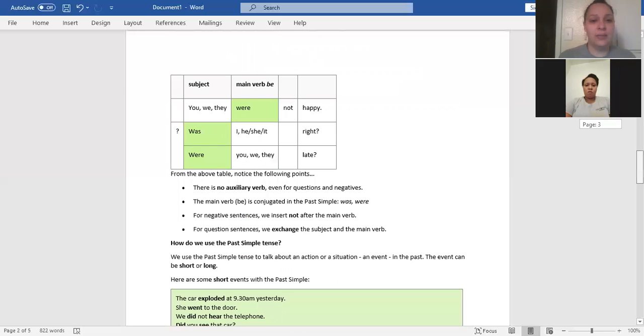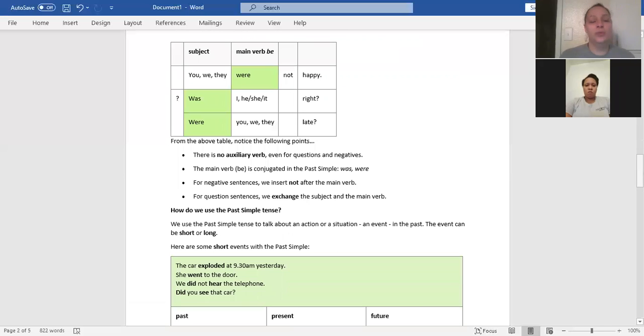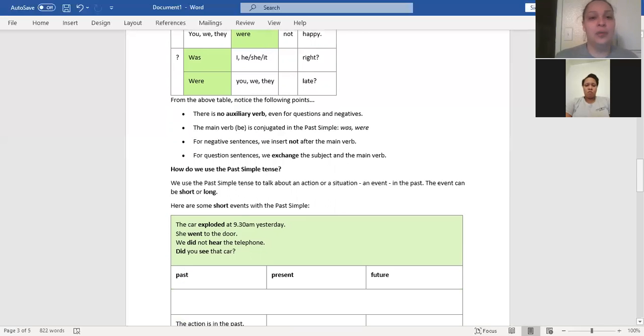Here are three more examples of that. You can also use the past tense before you introduce the subject. For example, was I right? Were you late? Those are some examples. From the above table, notice the following points. There are no auxiliary verbs, even for questions and negatives. The main verb be is conjugated in the past simple, was, were. For negative sentences, we insert not after the main verb. For question sentences, we exchange the subject and the main verb.